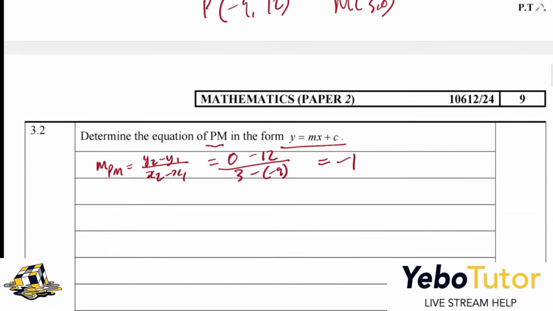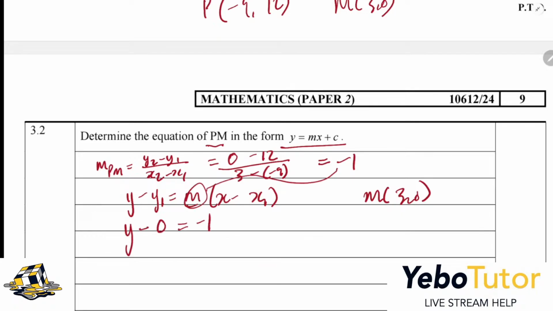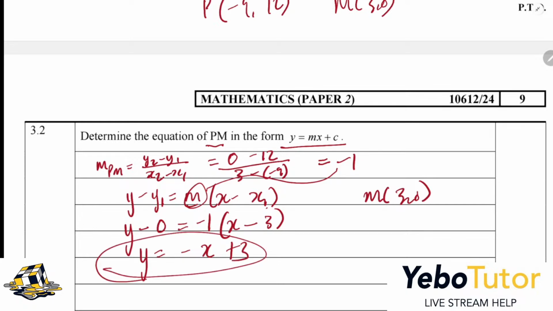Now that we have the gradient, we know the equation y minus y1 is equal to m(x minus x1). We can use the point M, which is (3, 0). So that will be y minus 0 is equal to -1, because the gradient was calculated here, multiplied by x minus 3. So now y is equal to -x plus 3.